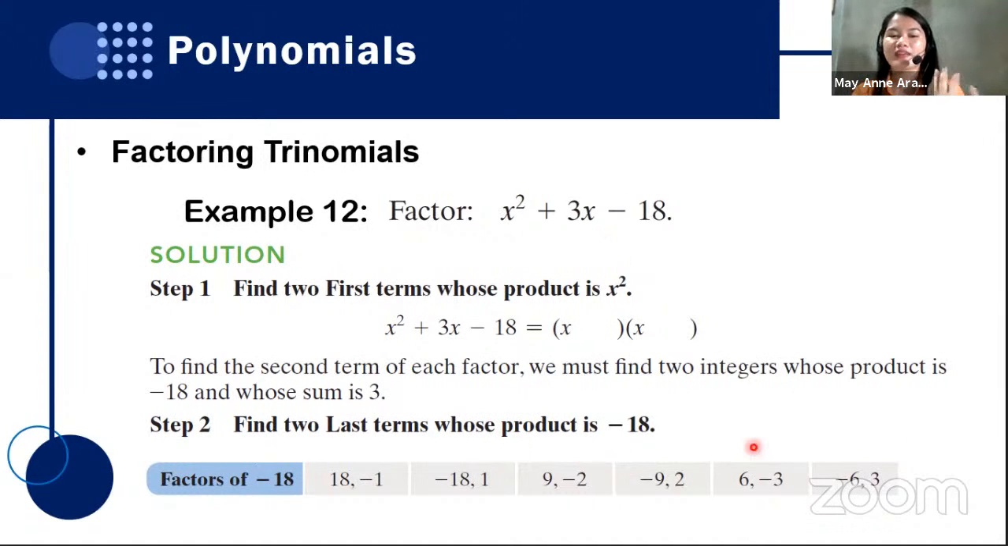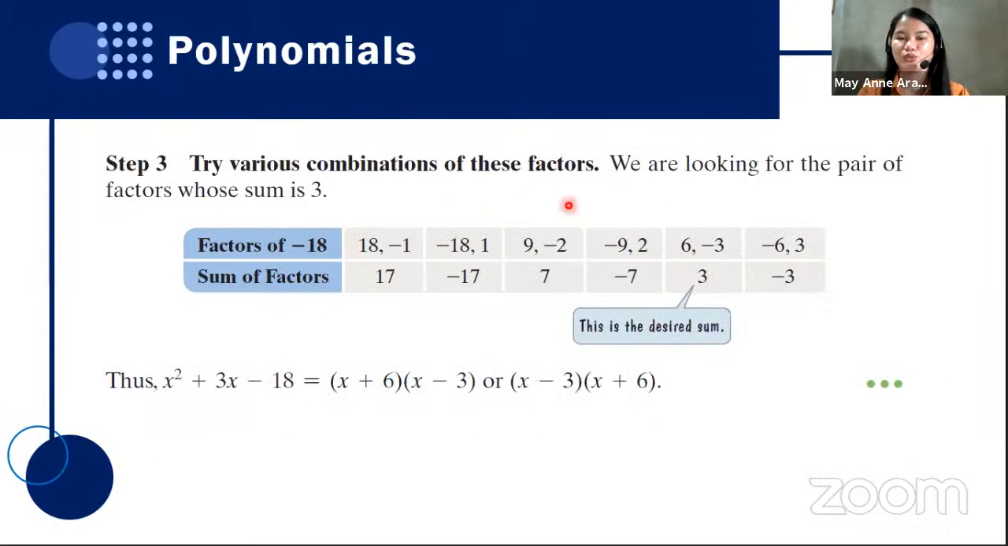So ano ba yung dalawang numbers na yon? So we have positive 6 and negative 3. No, because 6 times negative 3 is negative 18 and 6 minus 3 is positive 3. Okay? So yun lang yung kailangan nyo doon. Product ay ito and ang sum ay ito. Okay? Then we can write this as x plus 6 and x minus 3. So if we multiply this using the FOIL method, we will arrive at this expression. No?